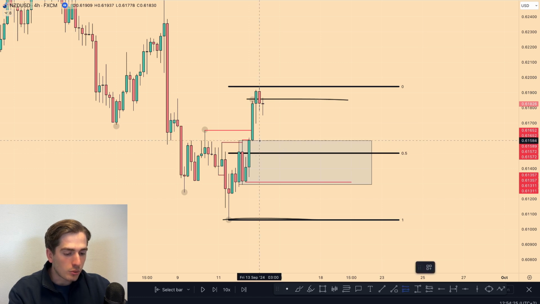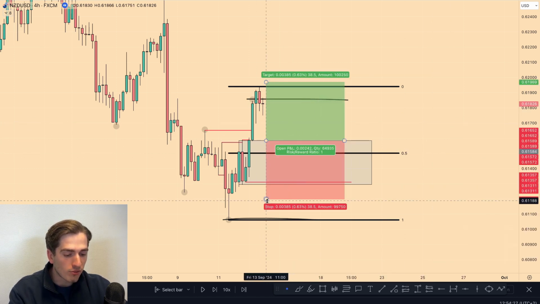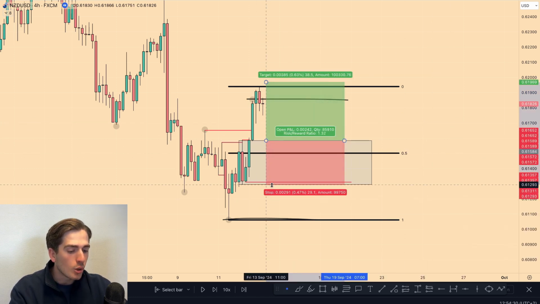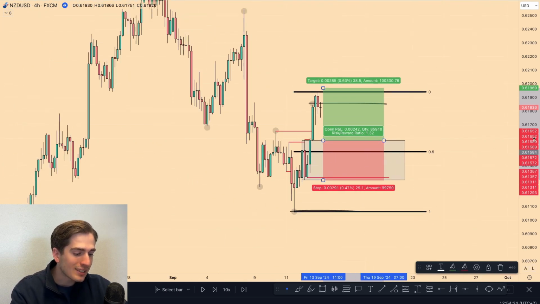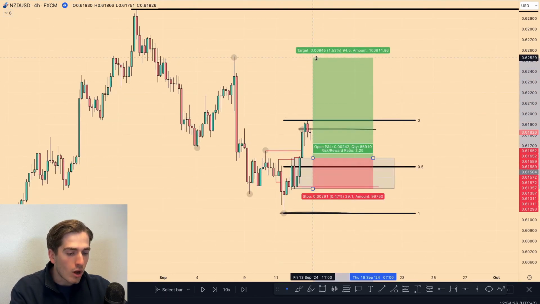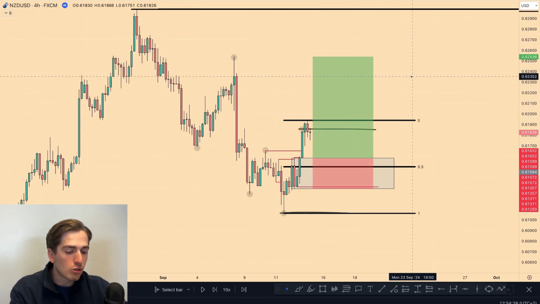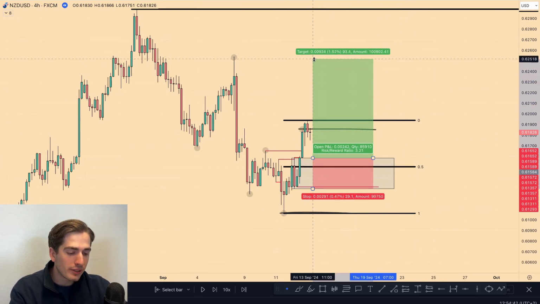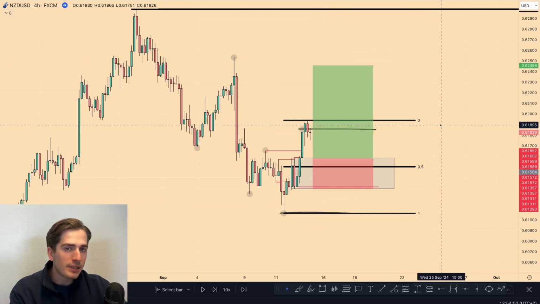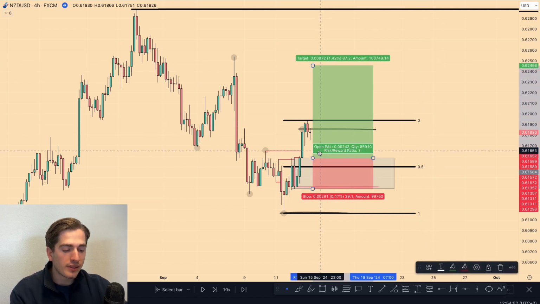What I'm then happy to do is I'm happy to enter on top of my 4-hour area of demand with my stop loss underneath demand and underneath that fractal low, because as long as the demand zone and the fractal low are respected, we should continue to move up higher. My target, a fixed 1 to 3 risk to reward, as that is simply the easy to use target that I always use within this strategy.